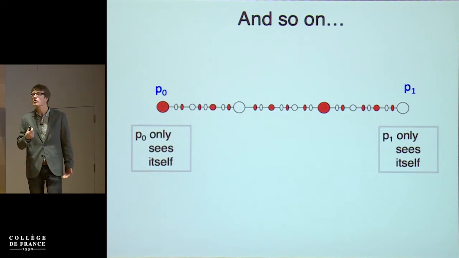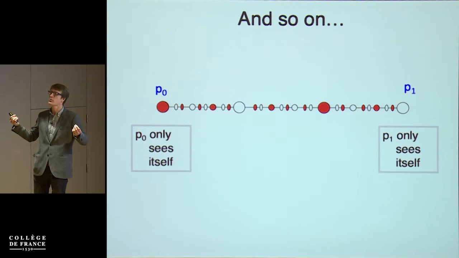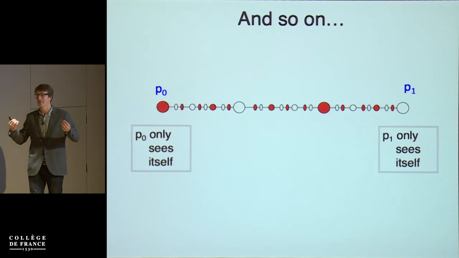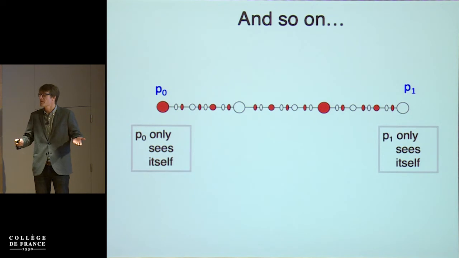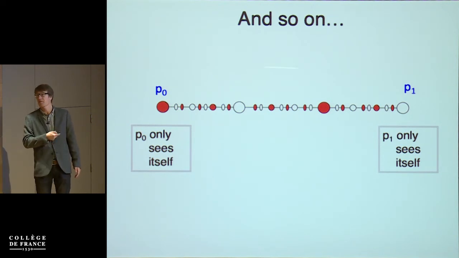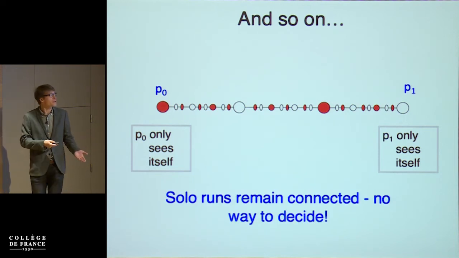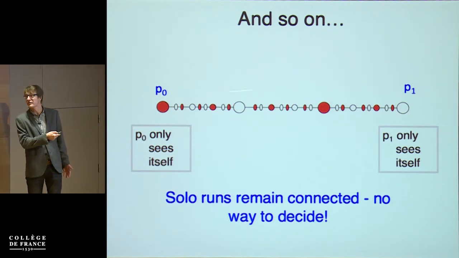So the protocol complex, the set of states which are reachable by this protocol, represents a subdivision of the input complex. And one thing we know about the subdivision is that it preserves the geometry of the initial complex, meaning that, for example, it preserves the connectivity properties. If it was connected initially, it remains connected. As a result, we cannot really solve consensus, because the solo runs, where P0 only sees itself in all rounds, and P1 only sees itself in all rounds, remain connected through these executions.